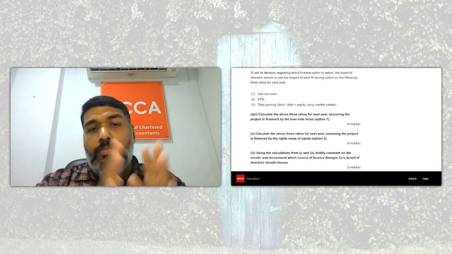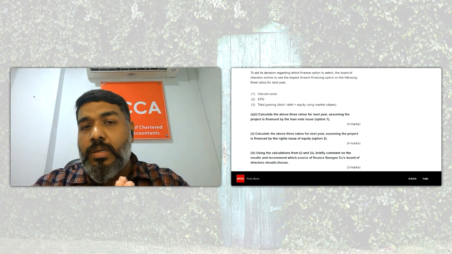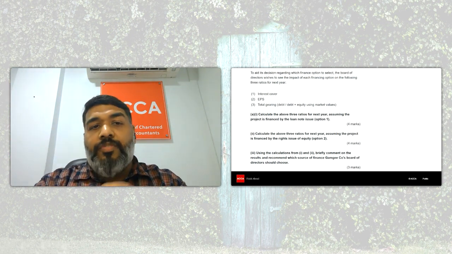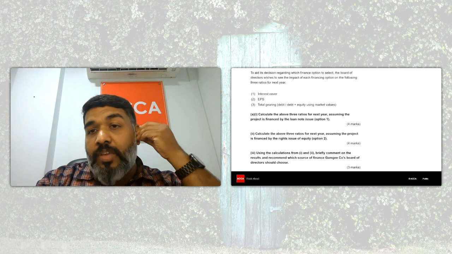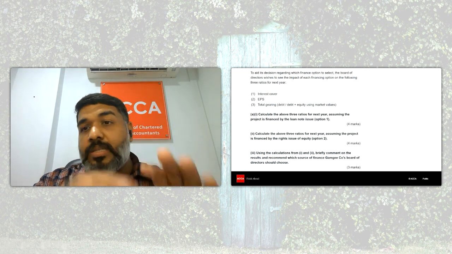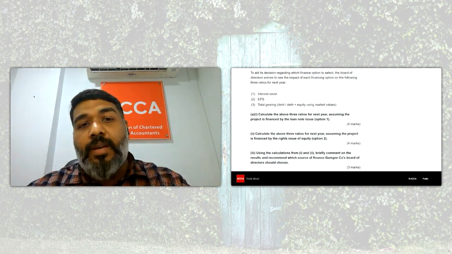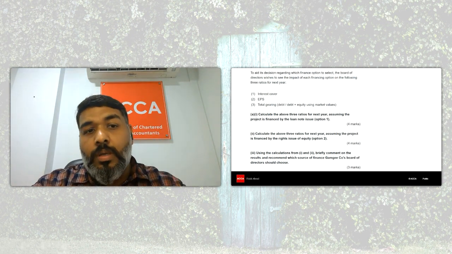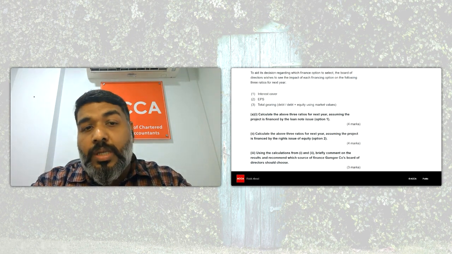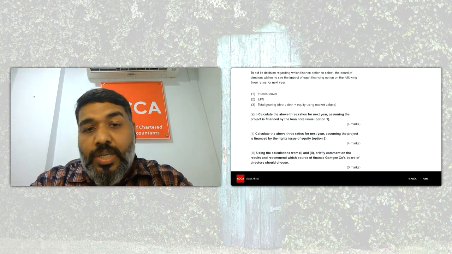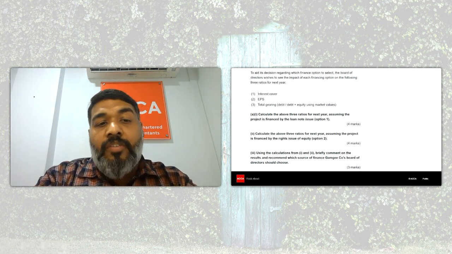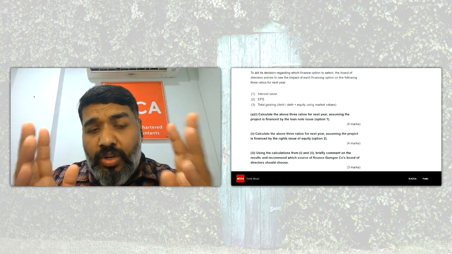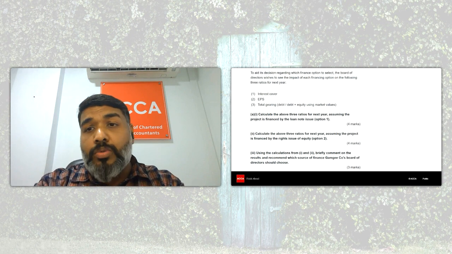Several times, the most commonly made mistake here was that equity was taken but not at market value weights. Many of them did not even notice the formula given there. They just did debt divided by equity. The above three ratios for the next year, assuming that the project is financed by a rights issue of equity. So the focus we are giving here is about the third one.